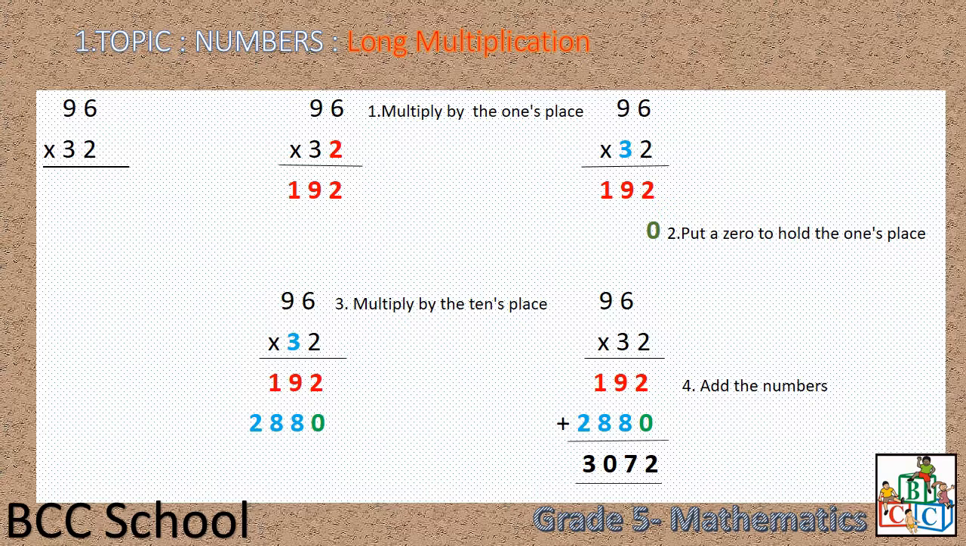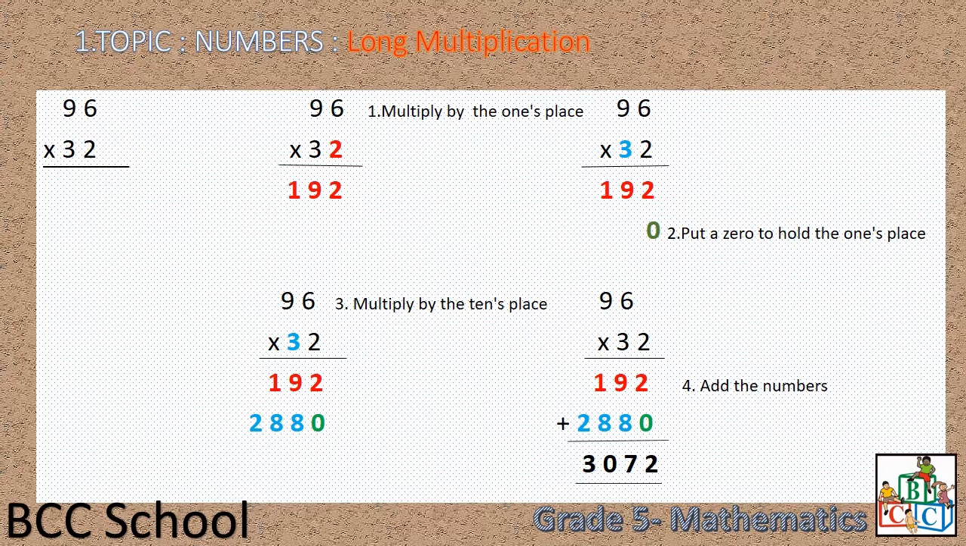Step 3. Multiply by the tens place. That is, now we have to do 96 times 3. The answer is 288. However, since we have put a 0 before, here the answer will be 2880.